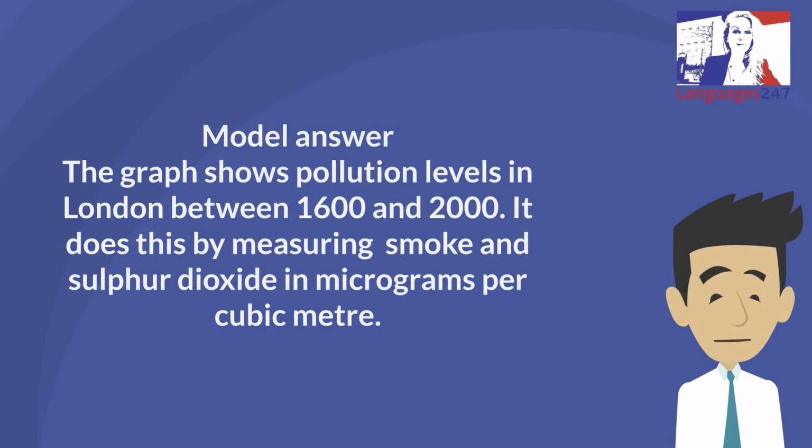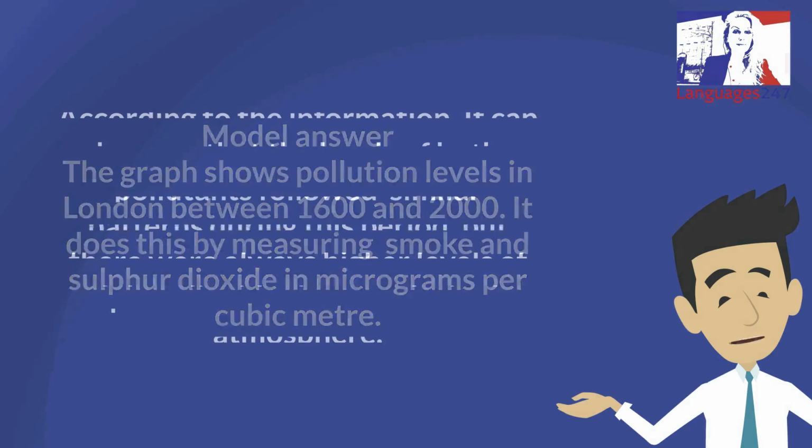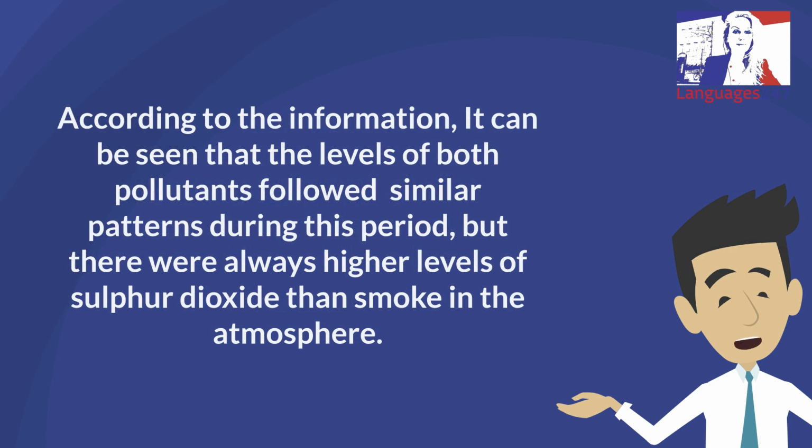Model answer. The graph shows pollution levels in London between 1600 and 2000. It does this by measuring smoke and sulfur dioxide in micrograms per cubic meter. According to the information, it can be seen that the levels of both pollutants followed similar patterns during this period, but there were always higher levels of sulfur dioxide than smoke in the atmosphere.